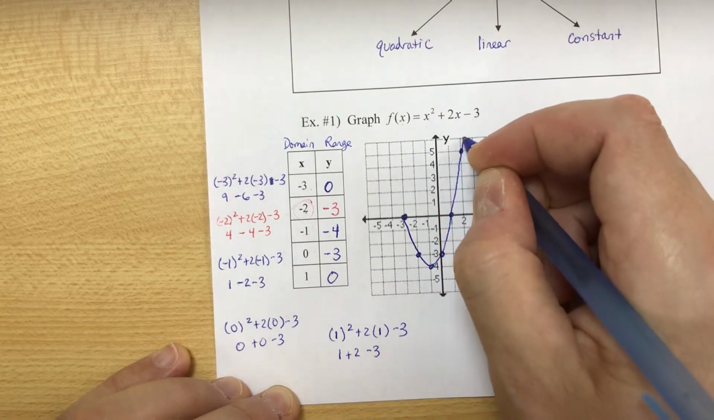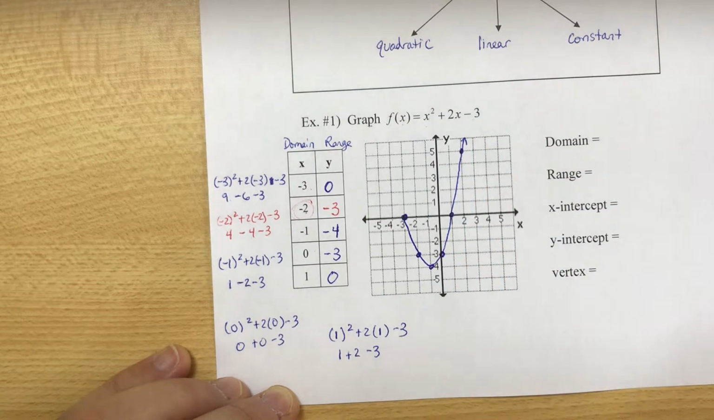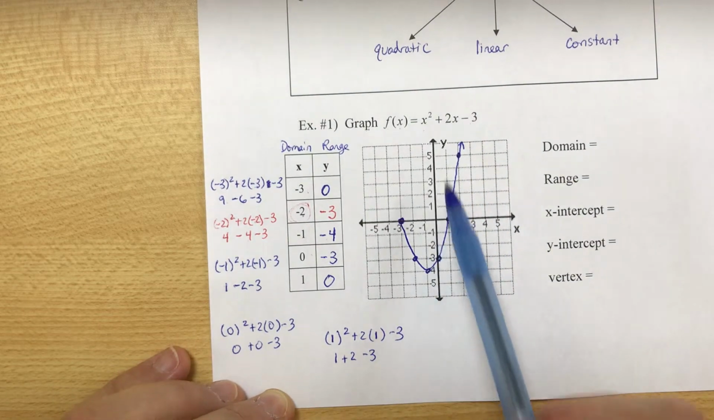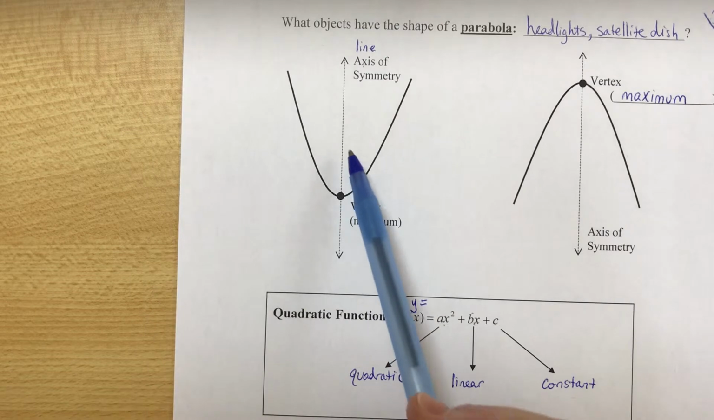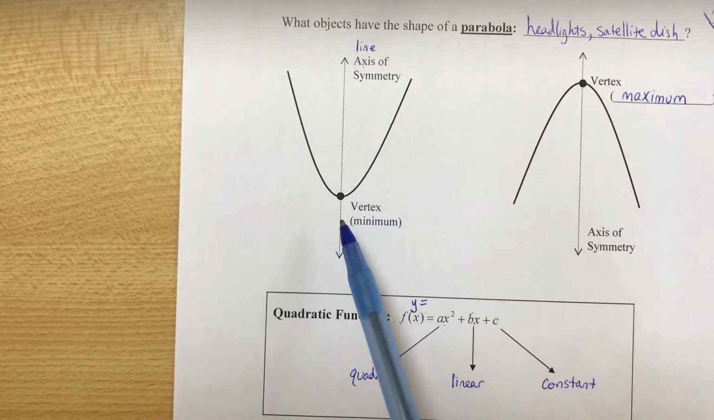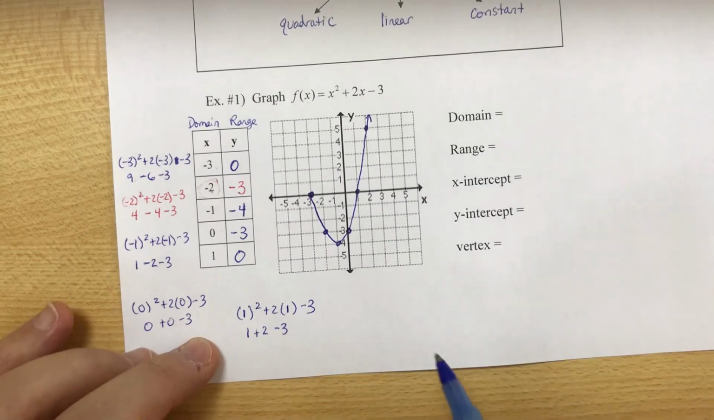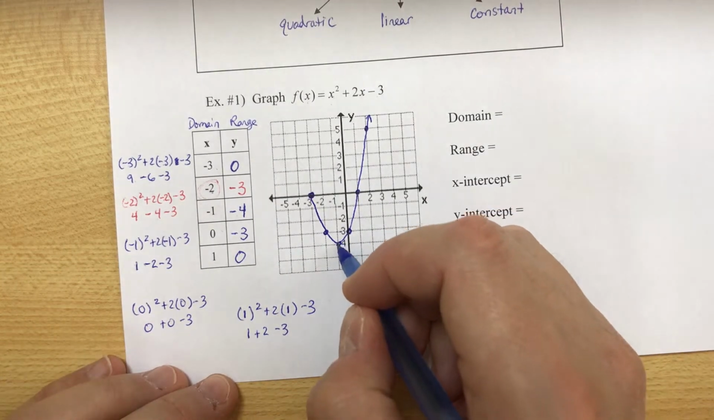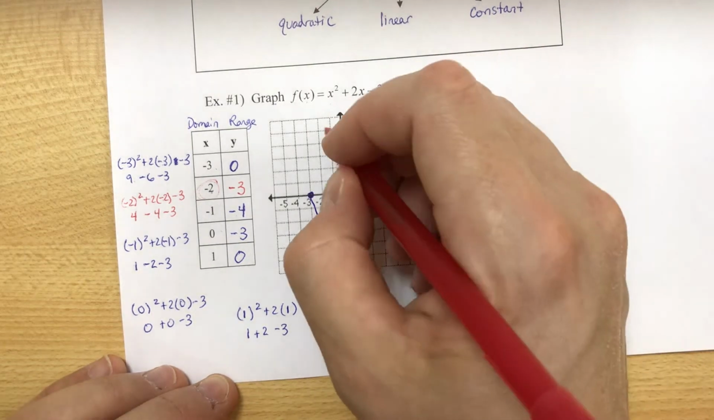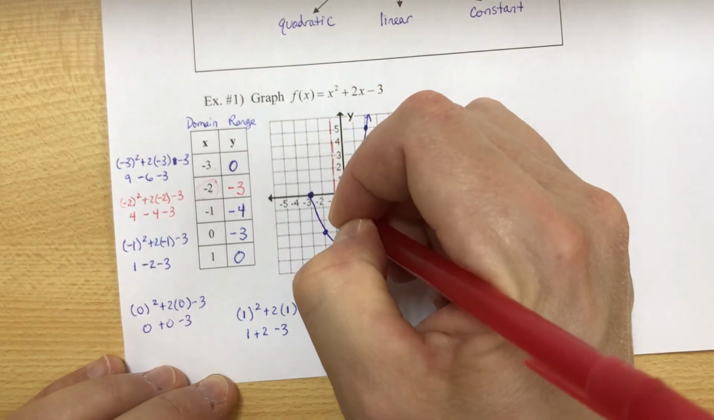And one of the neat things that we can do, since we know something about parabolas, we know that they are symmetric to this axis of symmetry, to this line. Well, the line goes through the vertex, and looking at this, it seems like the vertex is right here at negative 1, negative 4. So I'm going to draw a dotted line here. Here's our vertex.